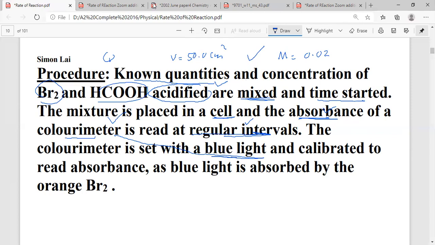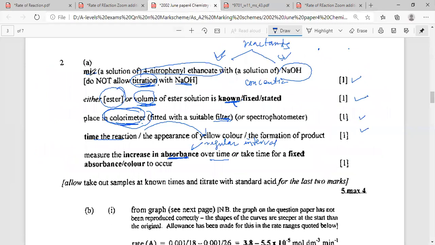So here you can see how they should mix, right? Mix the reagents, 1, 2. Here is 2. For bromine and methanoic acid and acid itself, there are 3, with known volume and concentration. Mix it, and then you see it's known now. And then start the timing. Put it in the calorimeter with a fixed filter. Of course, here you can put a yellow filter or blue filter.